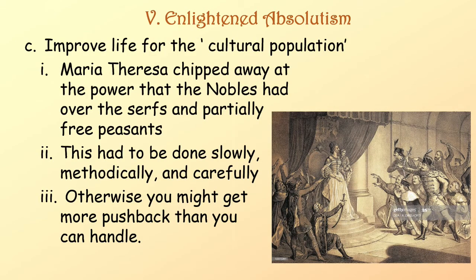Third goal was to improve life for the peasant population. Maria Theresa chipped away at the power that the nobles had over the serfs and partially free peasants. And this had to be done slowly and methodically and carefully. Otherwise, you might get more pushback than you could handle.